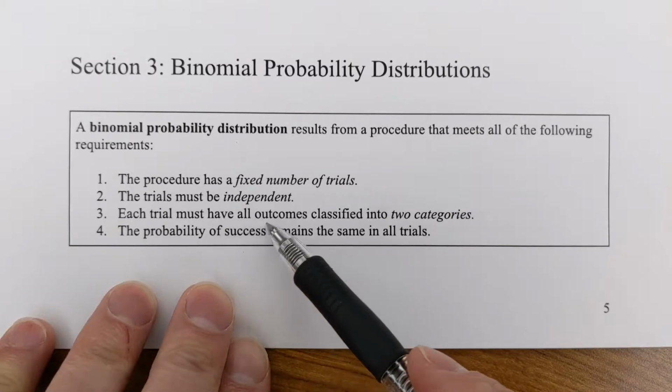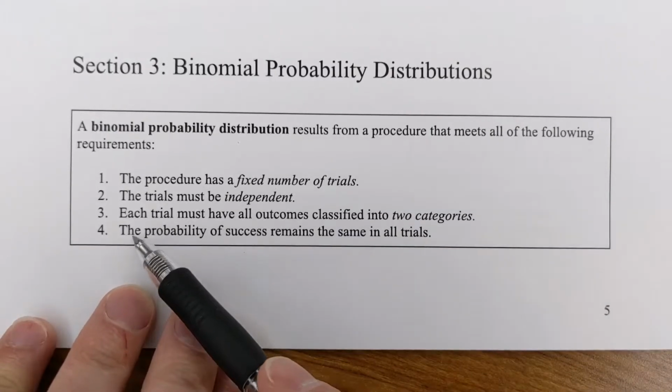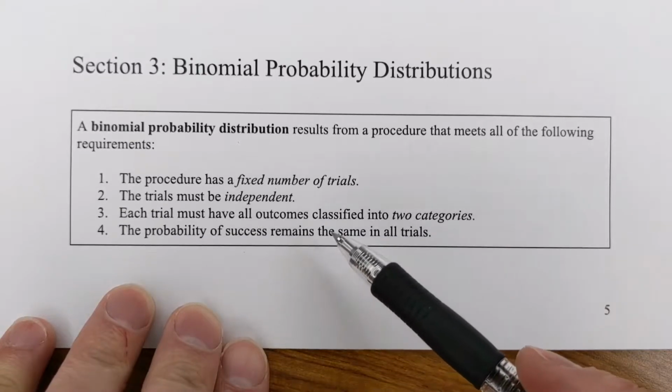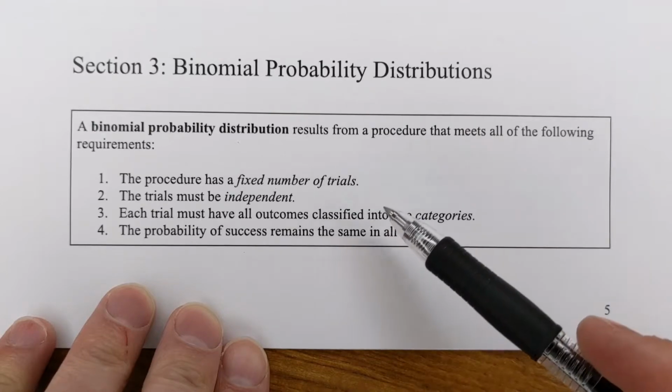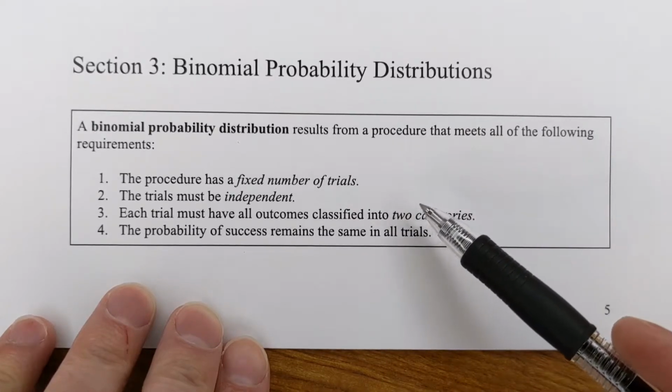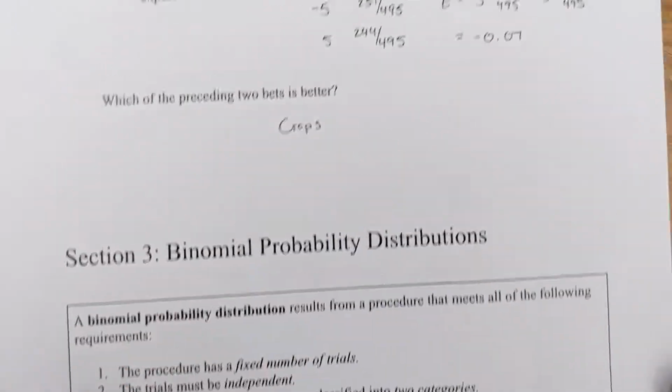Each trial must have all outcomes classified into 2 categories, typically success or failure. The probability of success remains the same in all trials. So if you're rolling a die, you can't change from a 6-sided die to a 10-sided die to a 20-sided die. If you're flipping a coin, you can't switch from a fair coin to a weighted coin or things like that.